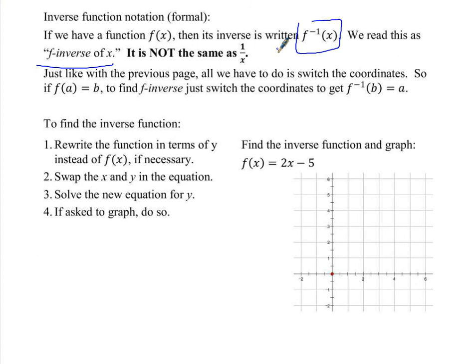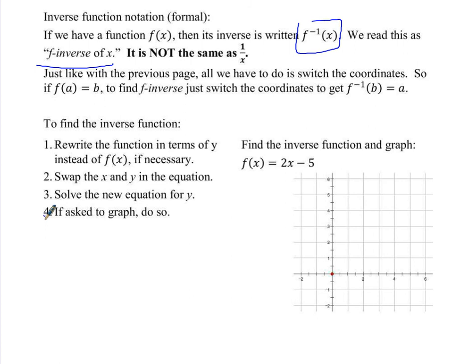So when you're dealing with an actual function, just like with the last page, all you have to do is switch the coordinates. So if you're given f of a equals b, to find f inverse, just switch the coordinates and get f inverse of b equals a. To find the inverse function, rewrite the function in terms of y, if necessary. Swap the x and the y's in the equation, and then solve the new equation for y. And then if they ask you to graph it, go ahead and do that.